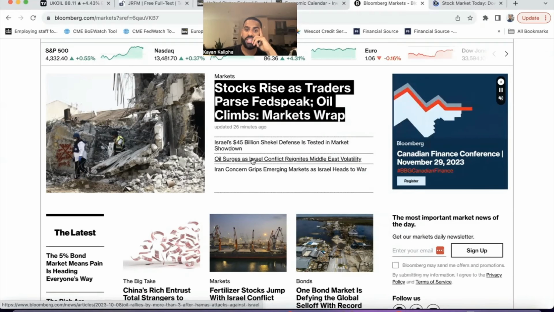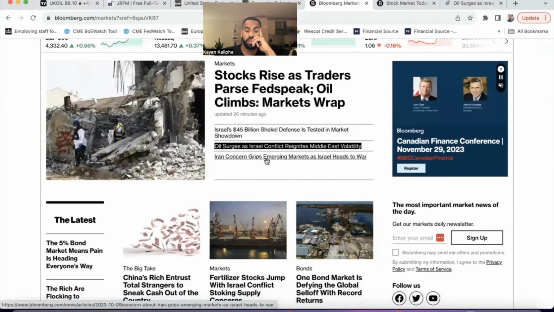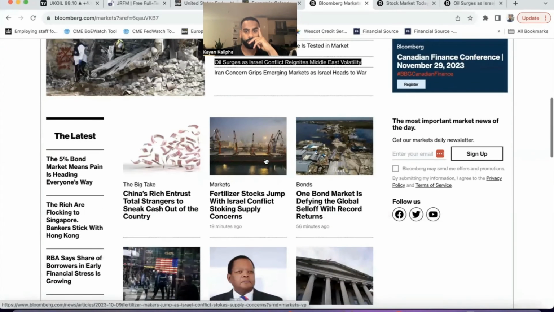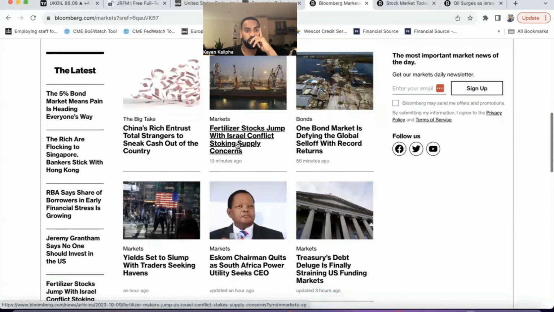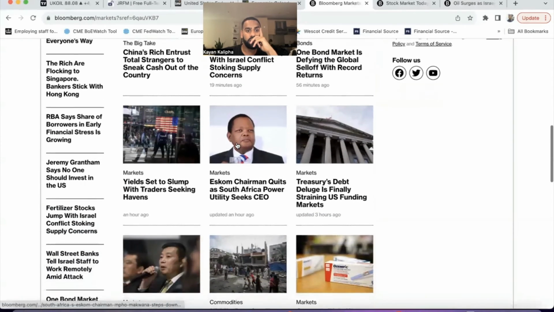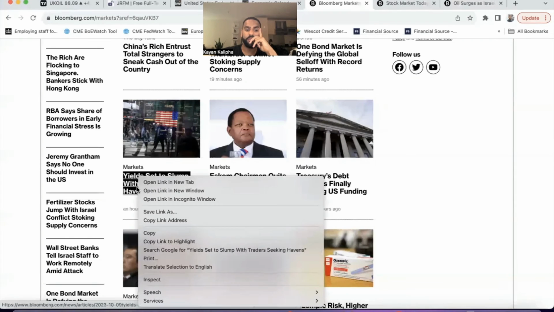Oil surges as Israel conflict reignites Middle East volatility. There you go. You'll quickly learn why oil prices are going up. Iran concern grips emerging markets as Israel heads to war. One bond market is defying the global sell-off for record returns. You can read that. Yields set to slump with traders seeking havens.